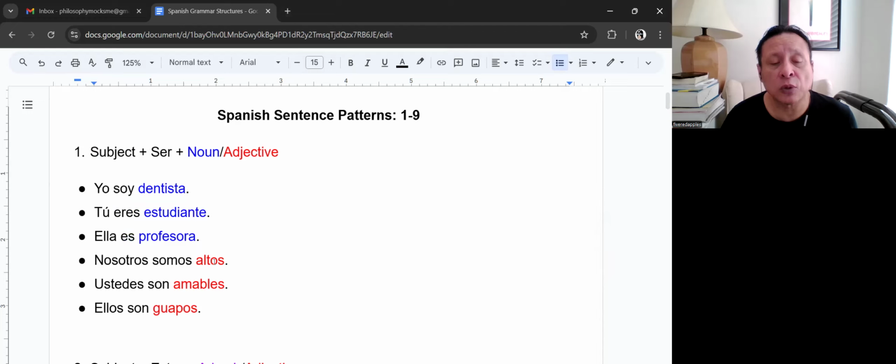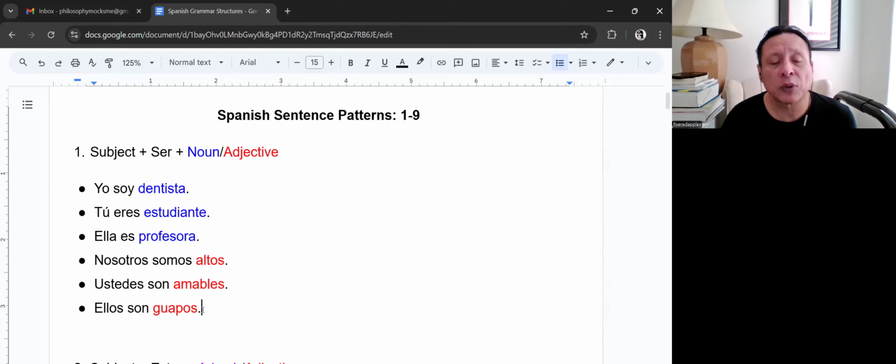So nosotros somos altos. Altos, just think of altitude, which is a height. So this is we are tall. Ustedes son amables. Amables is from the root amare, which means to love in Latin. So we have amicable, we have amorous, we have amable. Yeah, so it's the same. So you guys are kind or friendly.